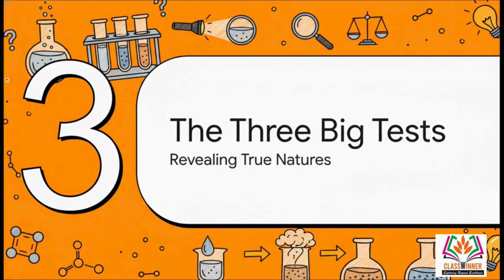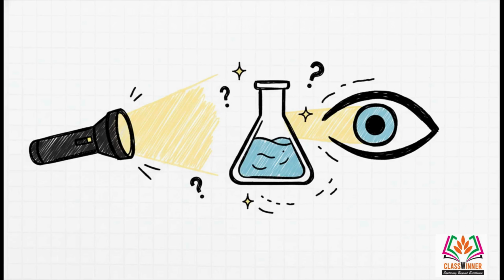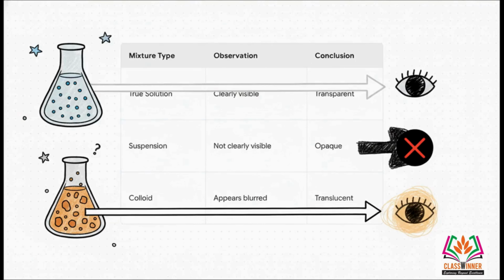We've met our suspects. Now it's interrogation time. We're going to put them through three simple but really revealing tests to expose their true identities. Okay, let's dive into this. First up is the transparency test, and it's exactly what it sounds like. We're going to see how well light can pass through each of our mixtures. Are they clear as day, or are they hiding something? And check out the results.